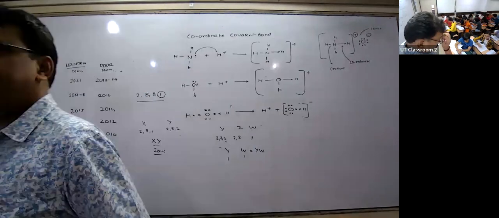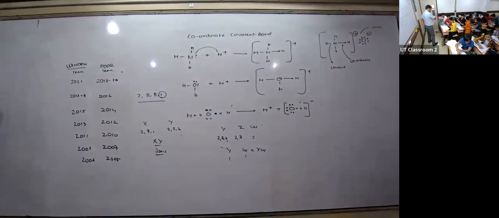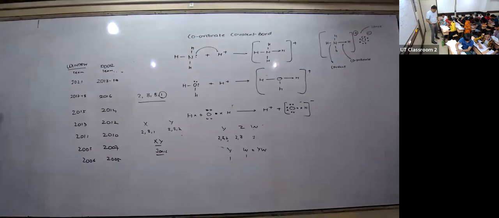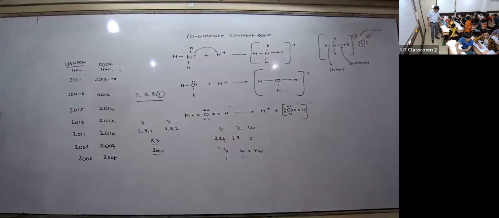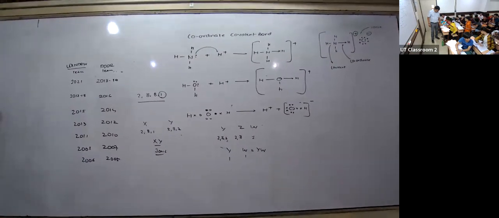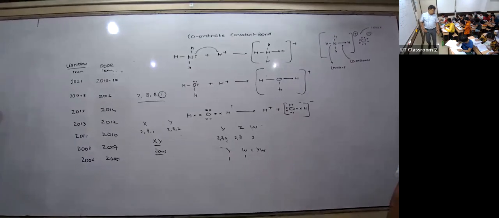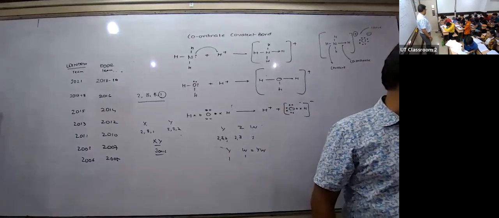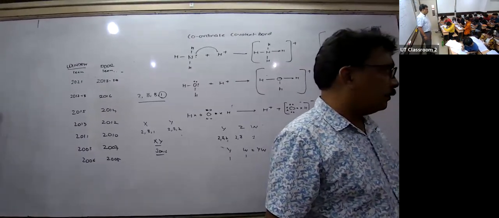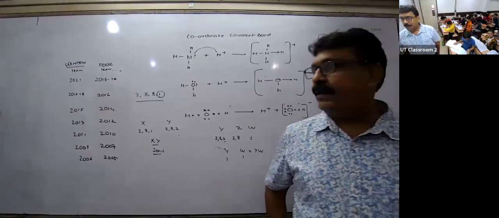Last 10 minutes. In an ionic bond there is transfer, and in a covalent bond there is mutual sharing of electrons equally, an electron pair. Sir, your voice is not coming.